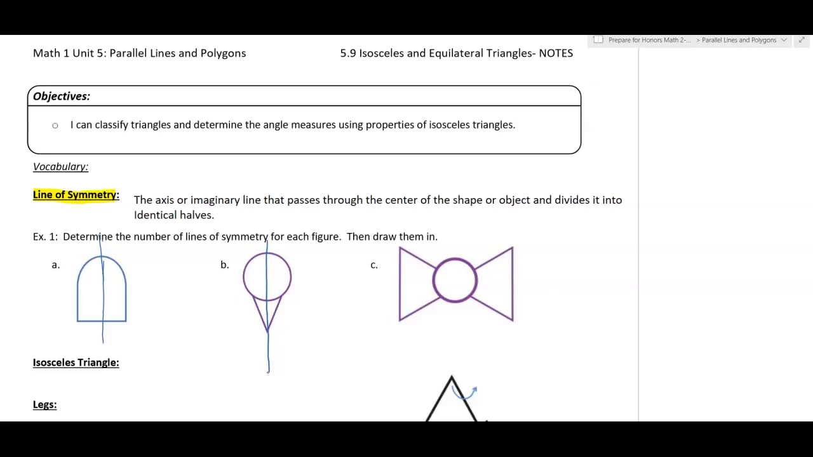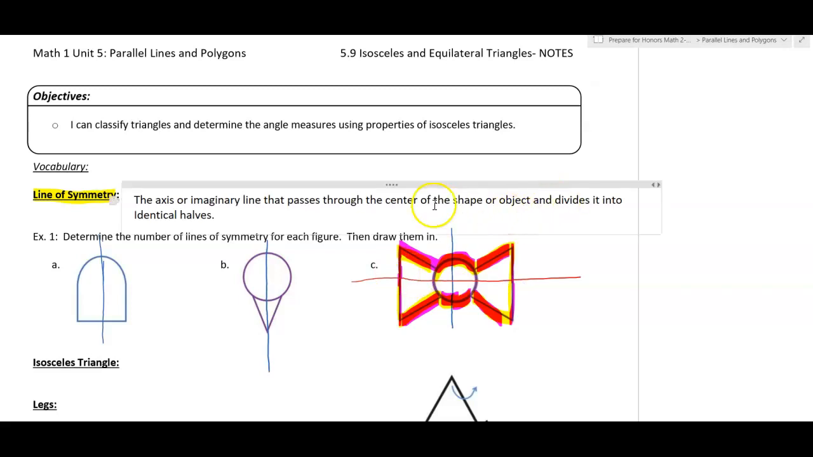The next one actually probably has two lines of symmetry. If I draw a line through this circle like this, and I take this half here and fold it over, it would land directly on the other half. If I draw it a little differently this way, you should notice that this part here would land directly on this part here. Therefore, the red line could be a line of symmetry also. So a line of symmetry basically cuts it in half.